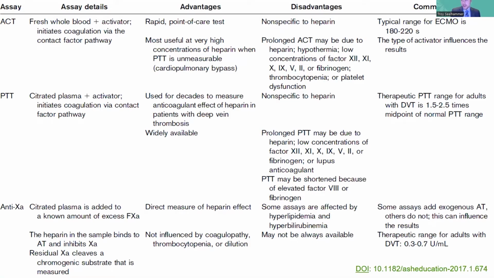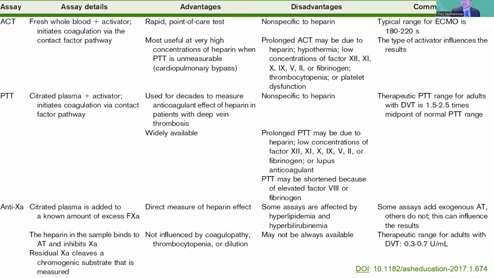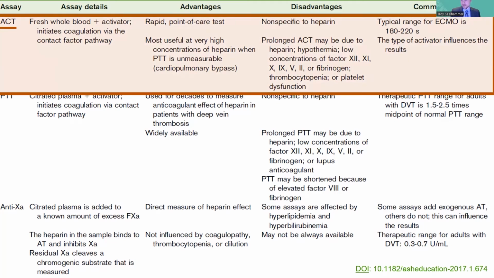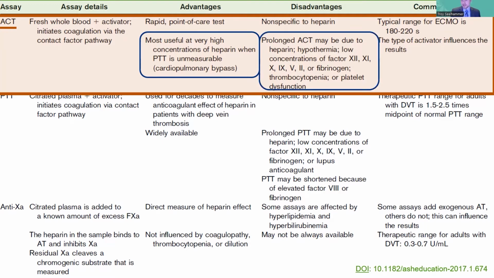This is a bit of a busy slide, and I want to draw your attention to a few things here. First, on the top, this is looking at assays and their advantages and disadvantages. And if you looked at activated clotting time, or ACT, this is really most useful when heparin levels are quite high. And this is what we use during cardiopulmonary bypass. But it can be prolonged by a lot of different things, including hypothermia, reduced concentrations of a variety of zymogen precursors, including fibrinogen, and then platelet dysfunction, or even just relatively low quantity of circulating platelets.